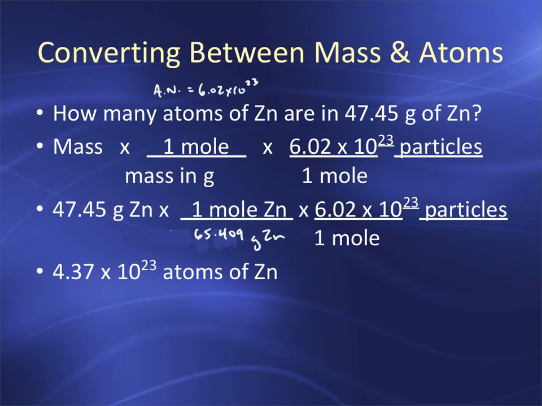Before we were going from moles to mass. Now we're going from mass to moles, and then we can go all the way out to number of particles, right? So the answer here would be 4.37 times 10 to the 23rd atoms of zinc.